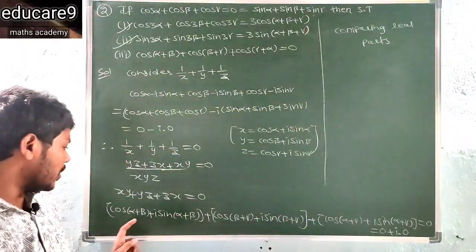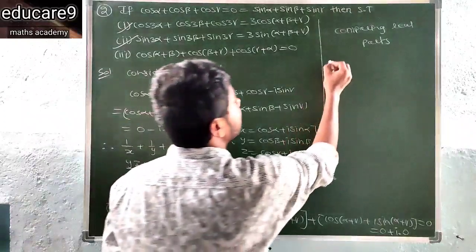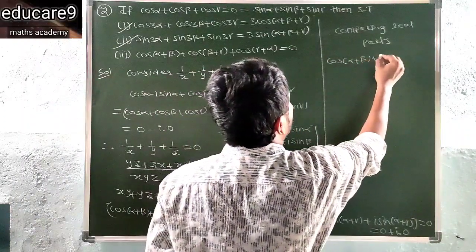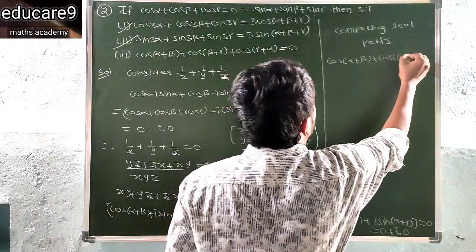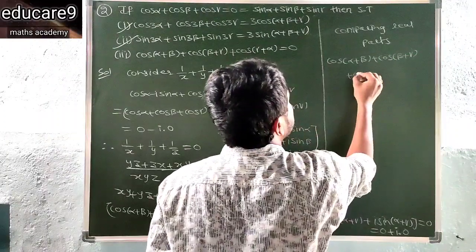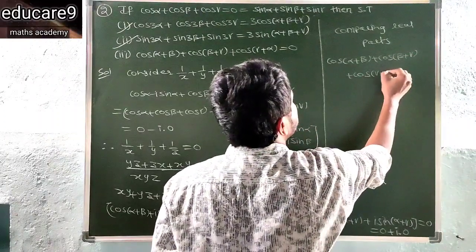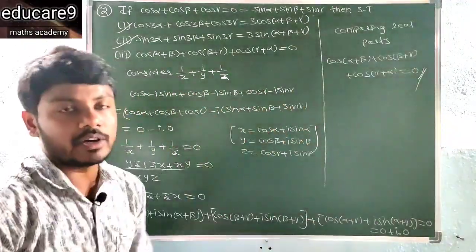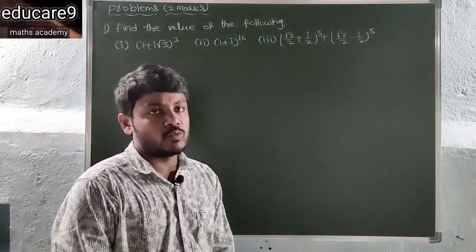So clearly, what is the real part here? Cos terms, that is cos of alpha plus beta plus cos of beta plus gamma plus cos of gamma plus alpha, value is 0. So this is the third case. So now we will discuss 2 marks questions.